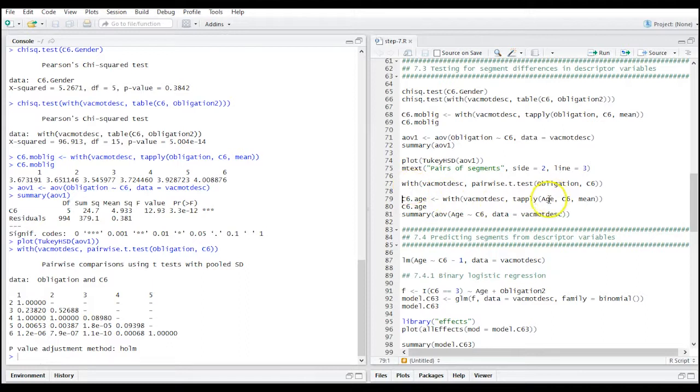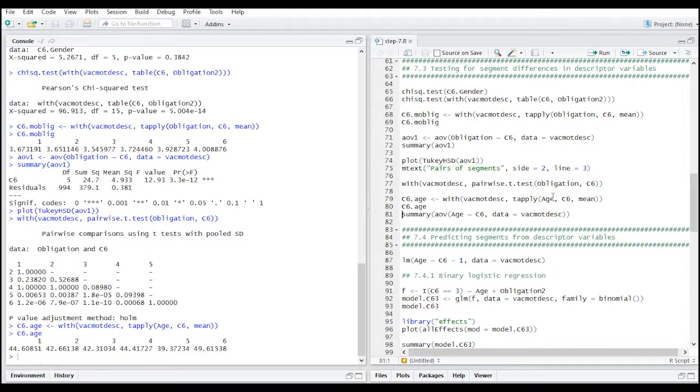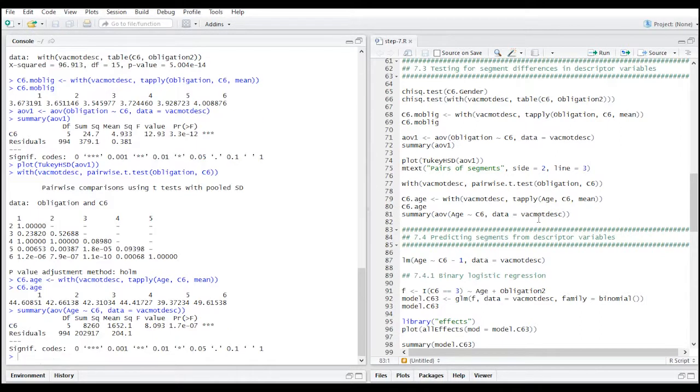Alternatively, we can also look at the same results for age. So now we're just calculating the mean age values. We see that in segment 6 the oldest are, whereas in segment 5 the youngest are on average. And we can run that F-test again with the summary on the analysis of variance. And also here we would reject the null hypothesis that the mean age value in all segments is the same.